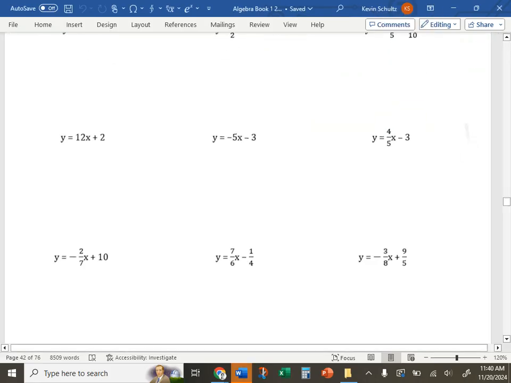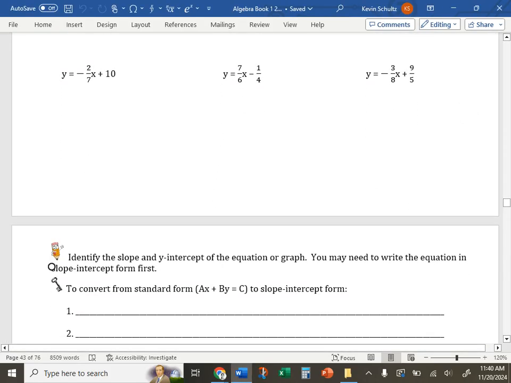Last one. Yeah, the second. The 7/6 one or the negative 3/8 one? Last. Say that. I can't.